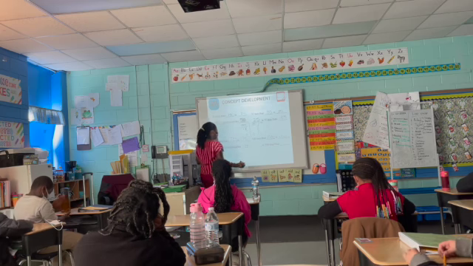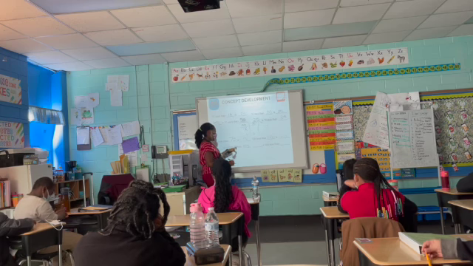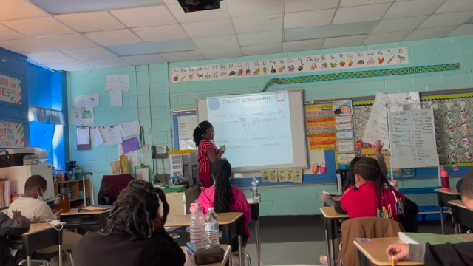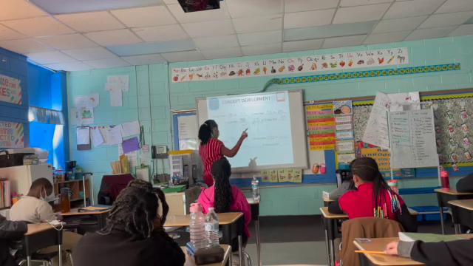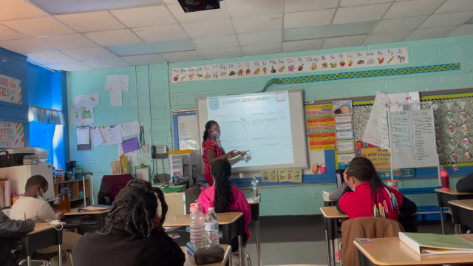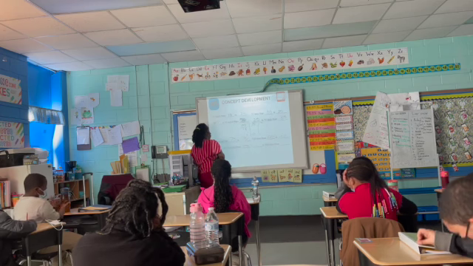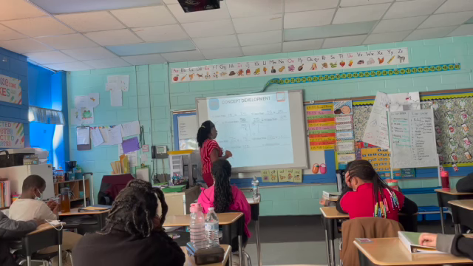So 375 is 100 more. What is 100 more than 375? 475. So it's going to be 475.